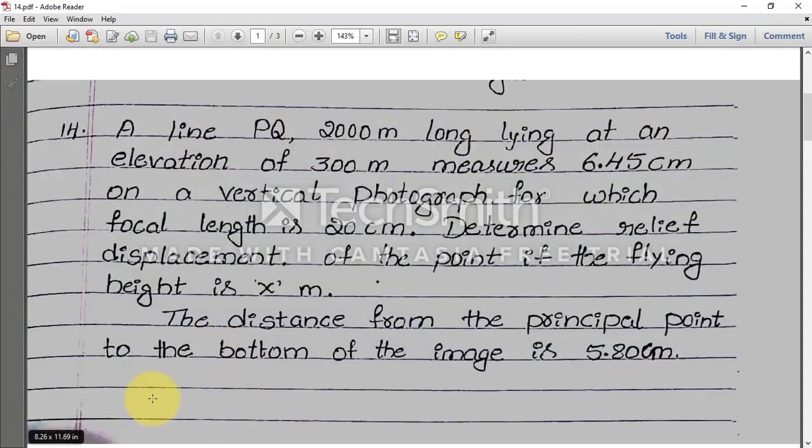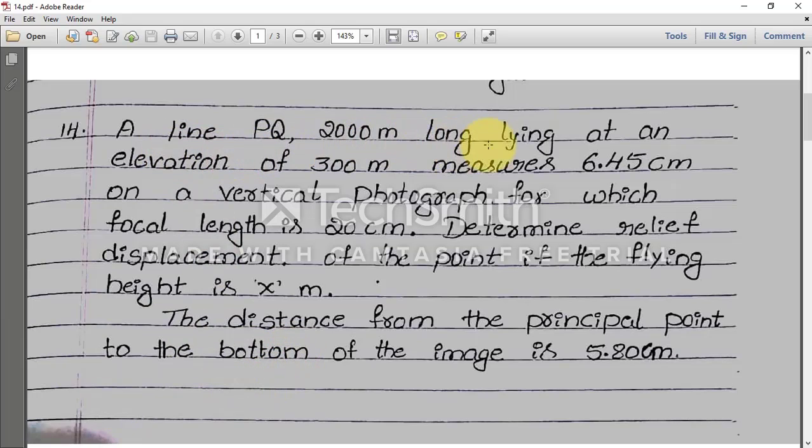Now we will be moving on to the next part of the video lecture. Here one problem is an important one. A line PQ 2000 meter long lying at an elevation of 300 meter measures 6.45 centimeter on a vertical photograph for which focal length is 20 centimeter. Determine relief displacement of the point if the flying height is x meter. The distance from the principal point to the bottom of the image is 5.80 centimeter. Clear, very easy one. You just see, first you write down the given data.